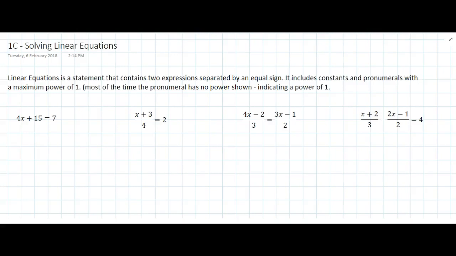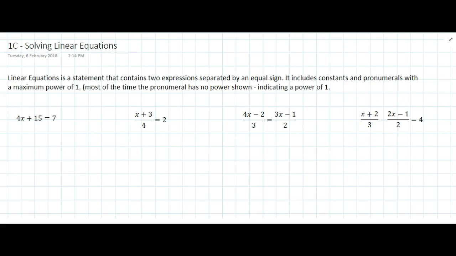Hi guys, this is a video on solving linear equations. So you would have done some solving in previous years using something called inverse operations. So basically working in reverse to find out what the unknown is, which is basically what solving is. You're finding out what x is or y, whatever your variable is.